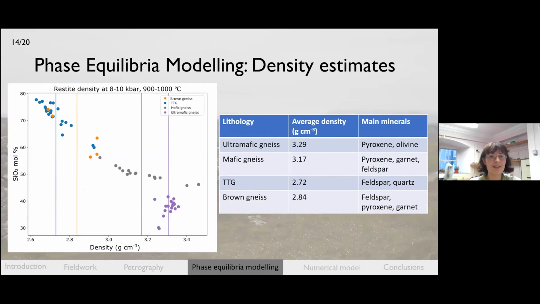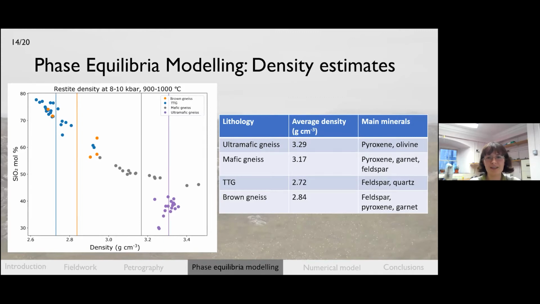We can also calculate densities at peak conditions for each sample. And again, we colour these results by lithology, with the vertical lines denoting the average density for each lithology. So again, our TTGs are shown in blue, our brown gneisses in orange, our mafic gneisses in grey, and our ultramafic gneisses in purple. These averages are summarised in the table on the right.